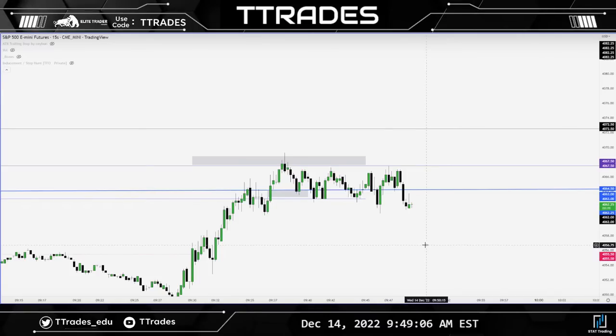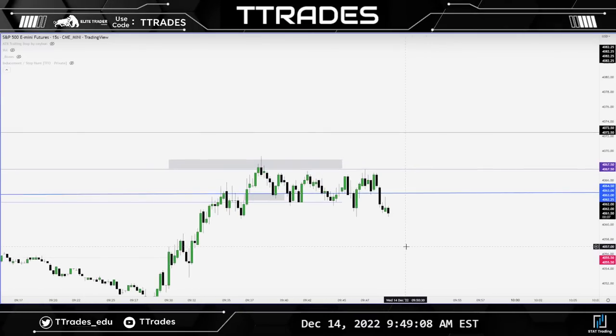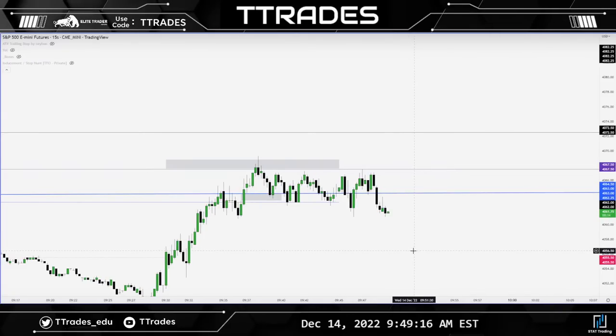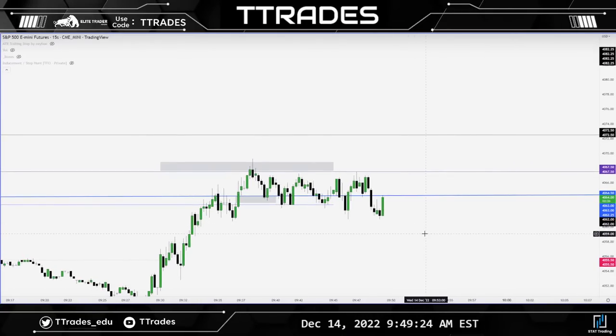Do I trade a small account the same as a large account? Yeah, it's all based off of the percentage of your account. Obviously, if you have a smaller account, you're going to have to maybe risk a little bit more.